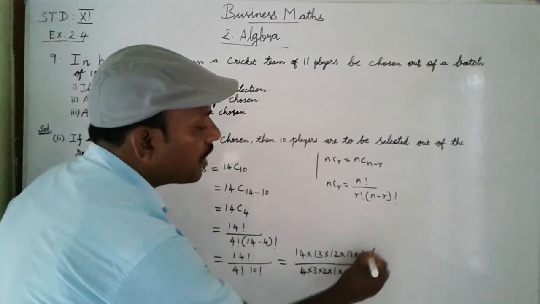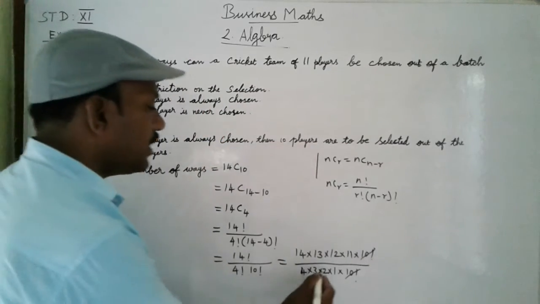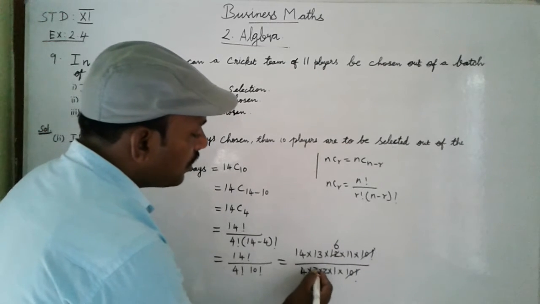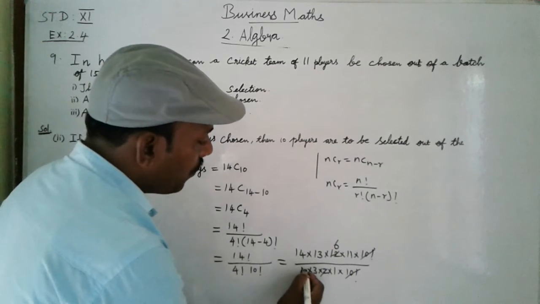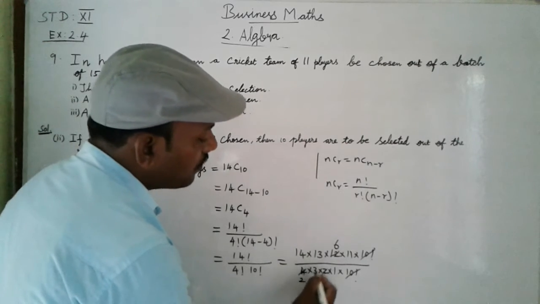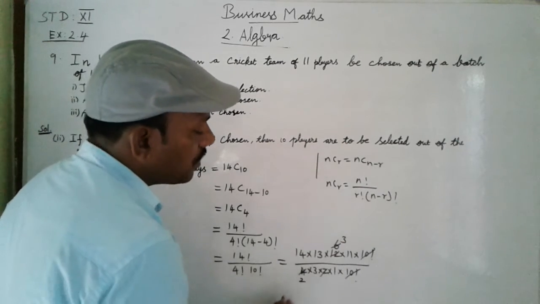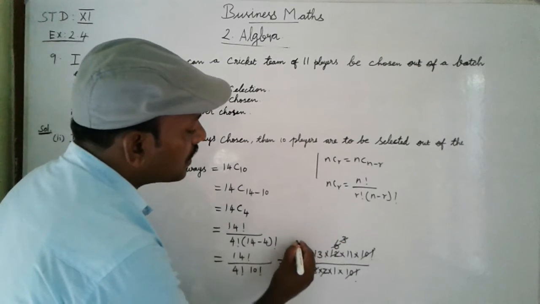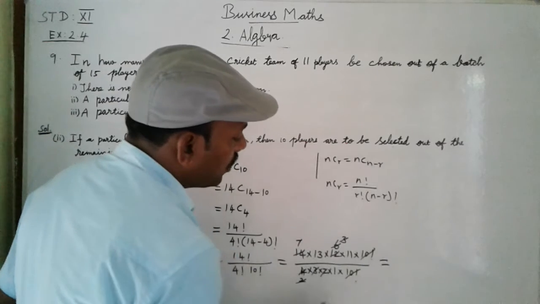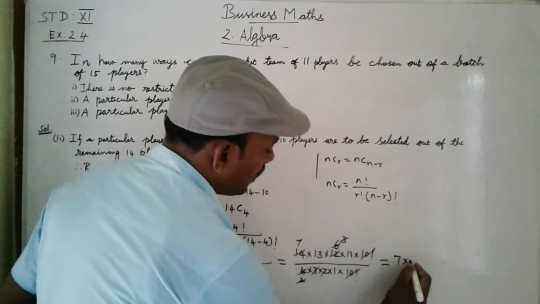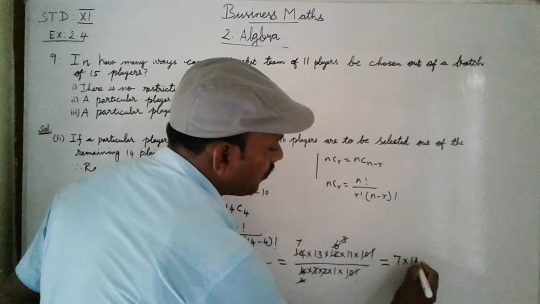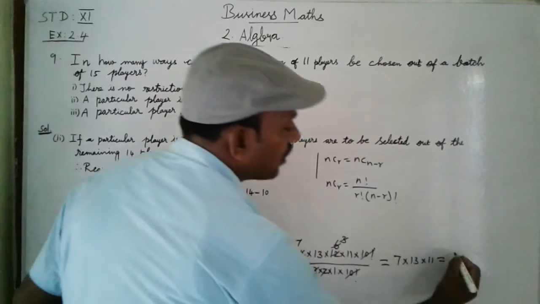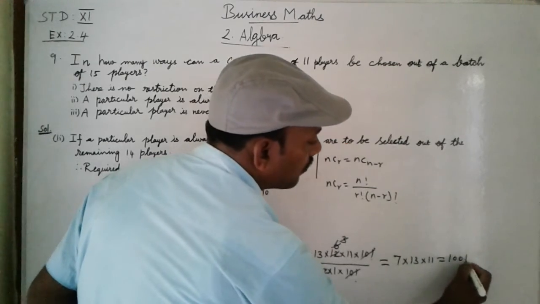Now 10 factorial cancels. Next, 2 and 12 cancel, 6 times. 4 twos are 8... 3 and 6 cancel. 2 and 14 cancel, 7 times. So that is equal to 7 into 13 into 11. Multiplying, we get 1001.